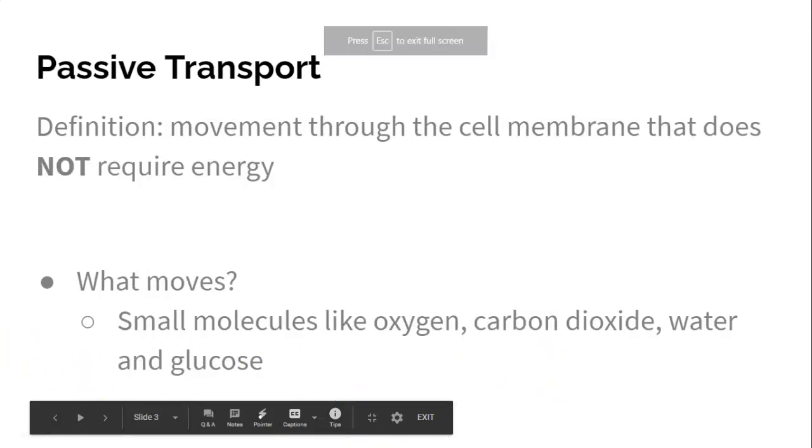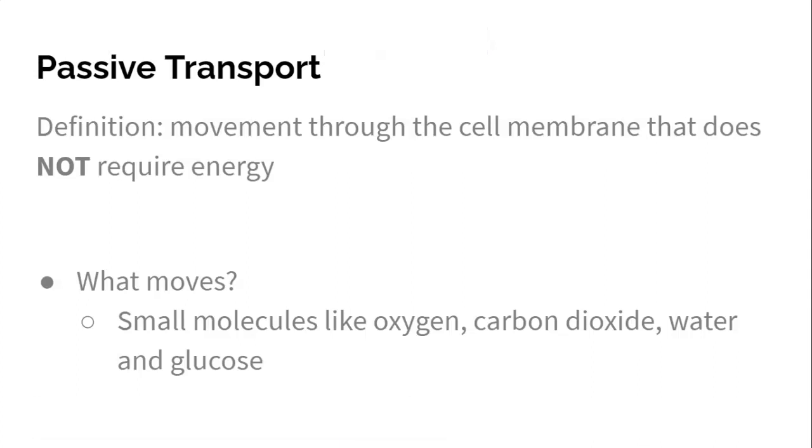There's two types of transport, passive, which is what we're going to talk about now, and then active, which we'll talk about a little bit later. The big difference here is that passive transport is the movement through the cell membrane that does not require energy, so no energy needed to complete passive transport. So what moves in this type of transport? Well, really small things. So like oxygen, carbon dioxide, water, glucose, these are small molecules that can easily just pass through the cell membrane.